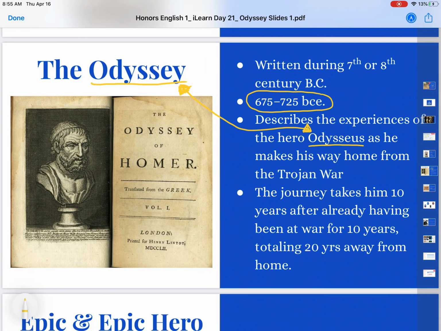So it describes Odysseus' experiences as he makes his way home from the Trojan War after fighting in the Trojan War for 10 years. Okay, this should be noted, and we'll talk about it later as well. The journey takes him 10 years, so that's an additional 10 years, after having already been away for 10 years. He leaves home to fight in the Trojan War. He doesn't make it home for 20 more years. Okay? That's kind of a big deal.